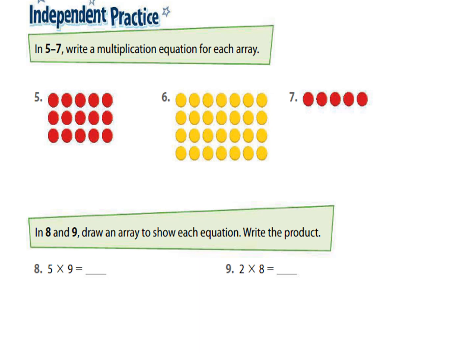Questions 8 and 9, you will draw an array to show each equation. Draw an array in question number 8 with 5 rows of 9, and question number 9 with 2 rows of 8. Then find the total number of circles. After that, write the product.